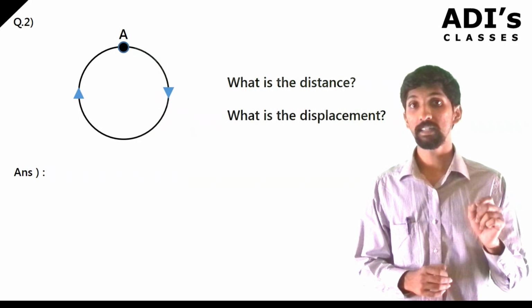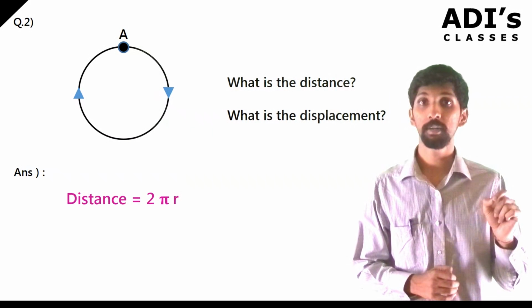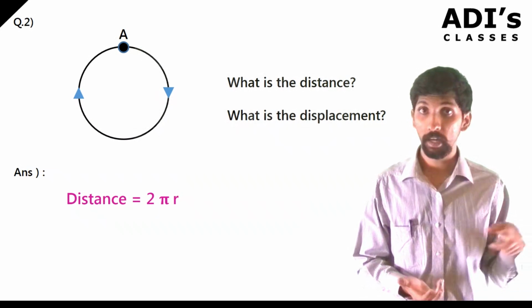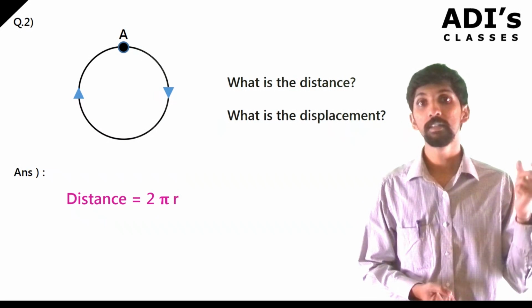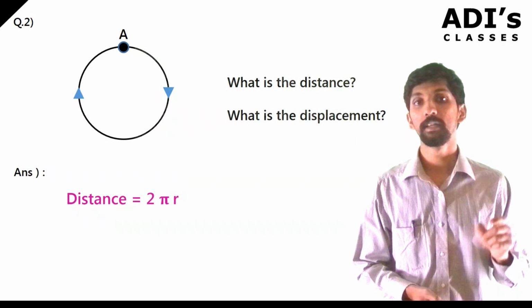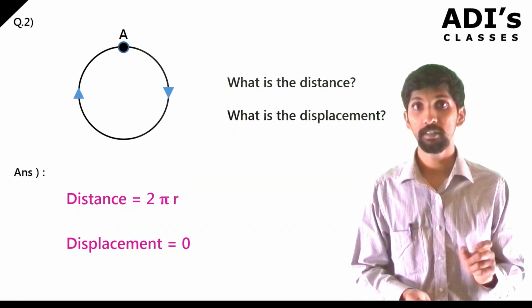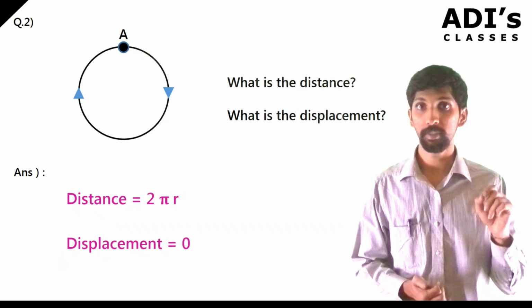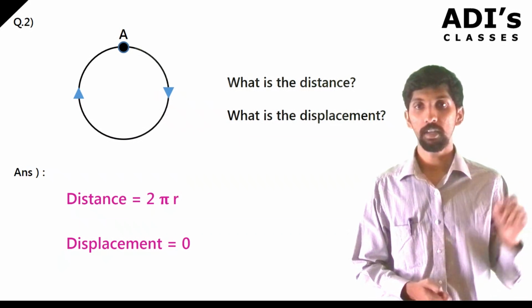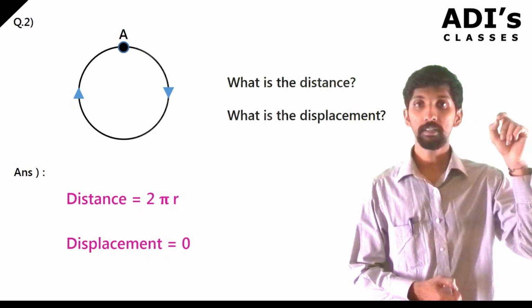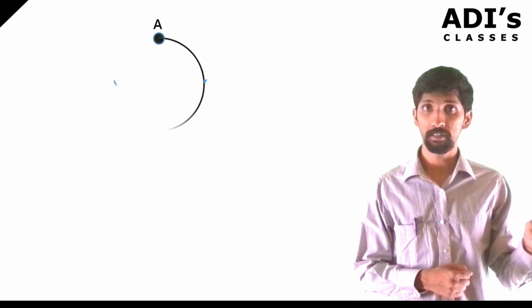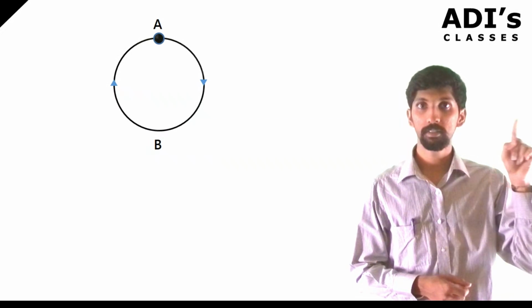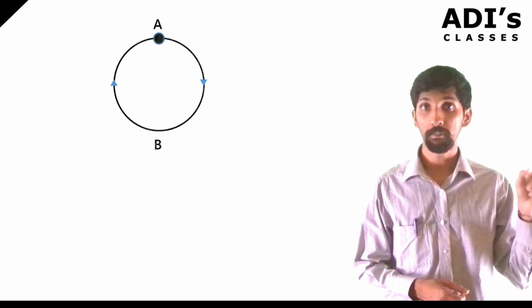So, I can say that distance traveled is nothing but 2 pi r, because it will have some radius, right? So 2 pi r, that is the circumference, is the distance traveled. But displacement here is 0. Because when we talk about displacement, it is the shortest distance, right? Now, I start from A. Imagine I'm running through half the distance, so from A to point B.